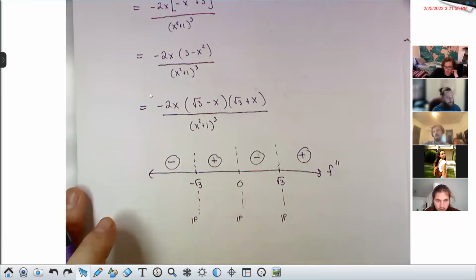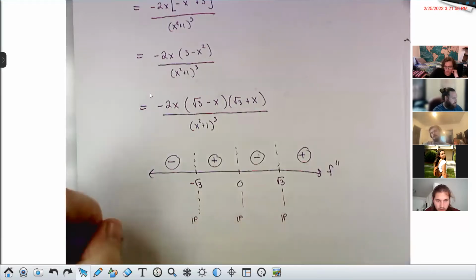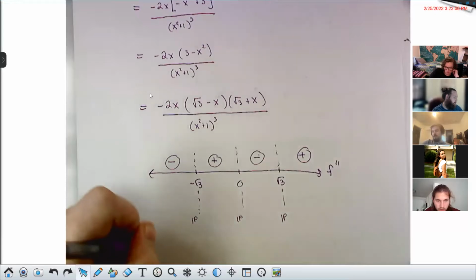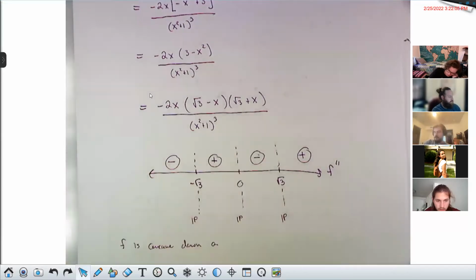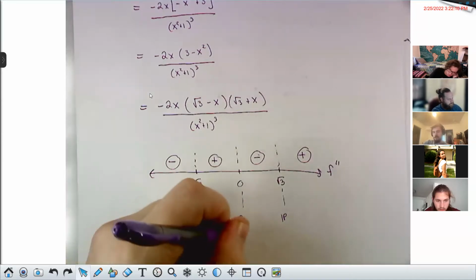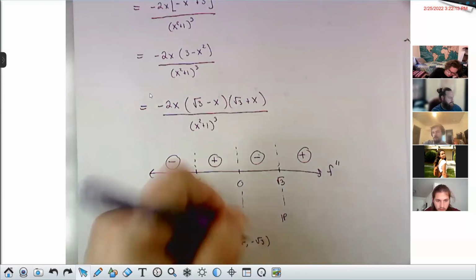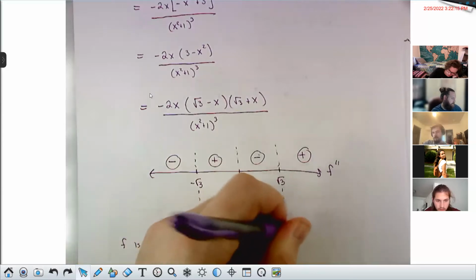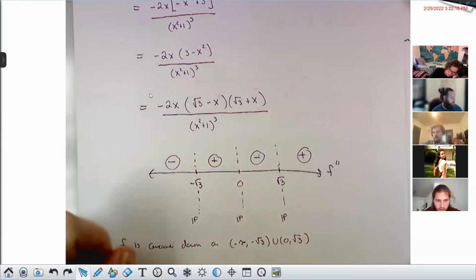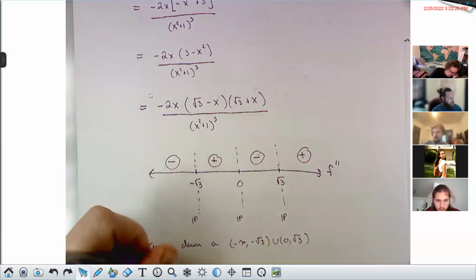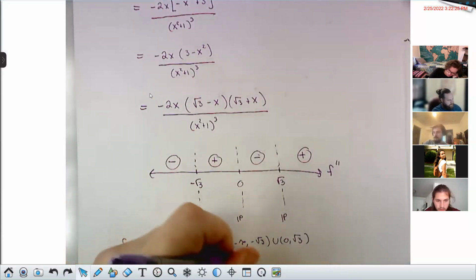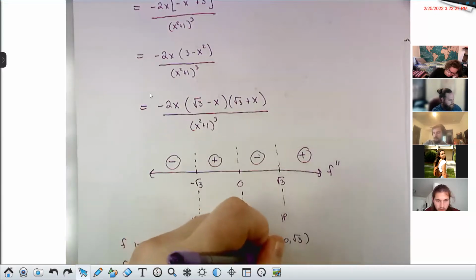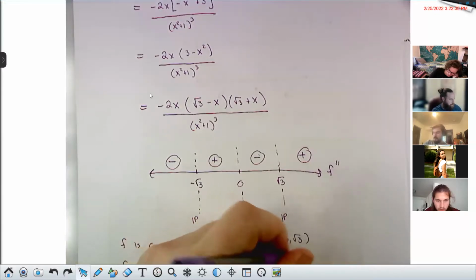Because we are over time, I will not go ahead and find the y coordinates here. Let's just write down the result. f is concave down on negative infinity to negative root 3, union 0 to positive root 3. And f is concave up on negative root 3 to 0, union with positive root 3 to positive infinity.